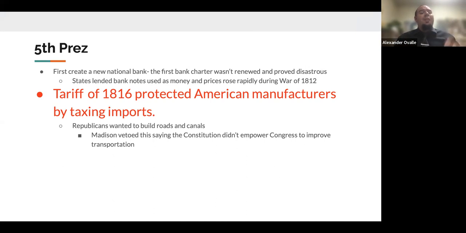States lent banknotes that were used as money, and prices rose rapidly during the War of 1812. There's a tariff of 1816, which protected American manufacturers by taxing imports. Remember, stuff you bring in, and that's not good. Republicans wanted to build roads and canals. Madison vetoed this, saying the Constitution didn't empower Congress to improve transportation.